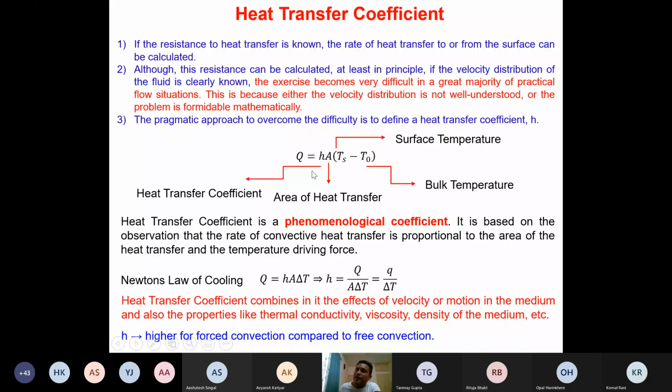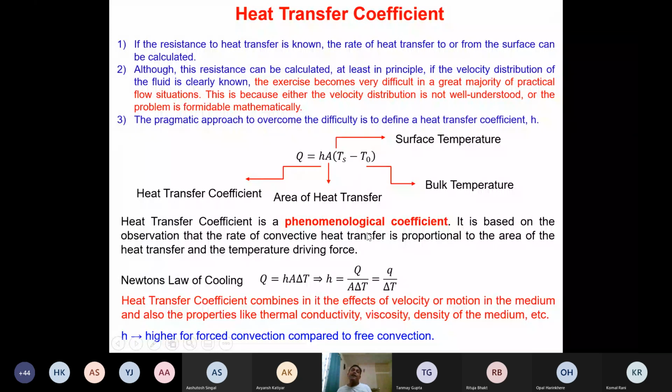So heat transfer in such cases is given by Newton's law of cooling. This equation is nothing but Newton's law of cooling, where the rate of heat transfer Q is given as hAΔT, that is hA(Ts minus T naught), where Ts is the temperature of the surface and T naught is the temperature of the bulk. Remember, Ts is the temperature of the surface and T naught is the temperature of the bulk. And h is the heat transfer coefficient, and the heat transfer coefficient is a phenomenological coefficient.